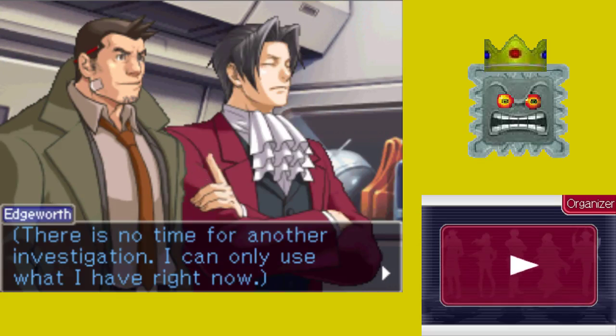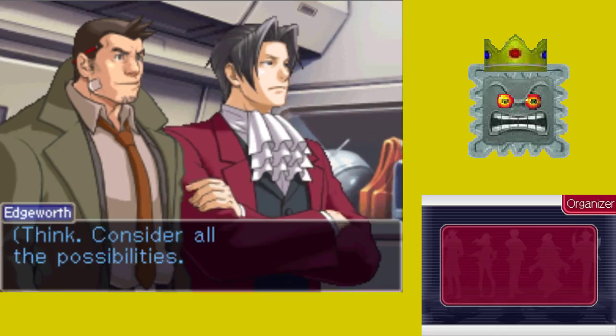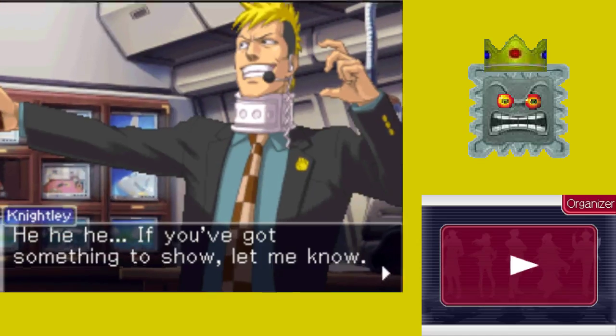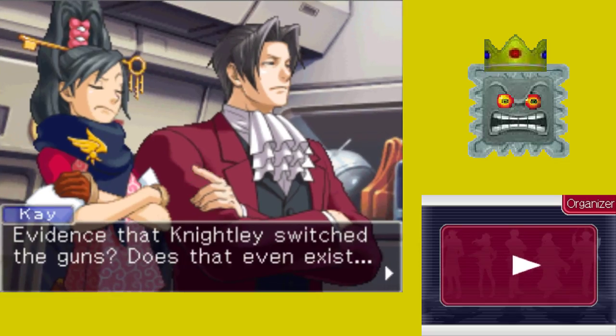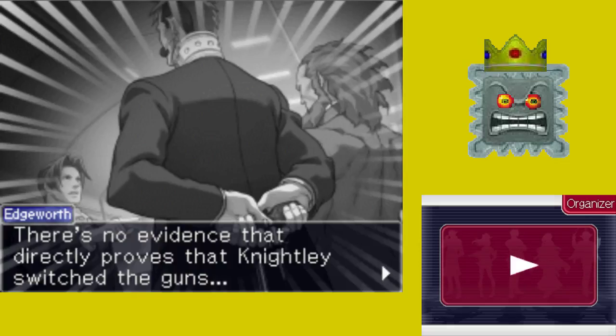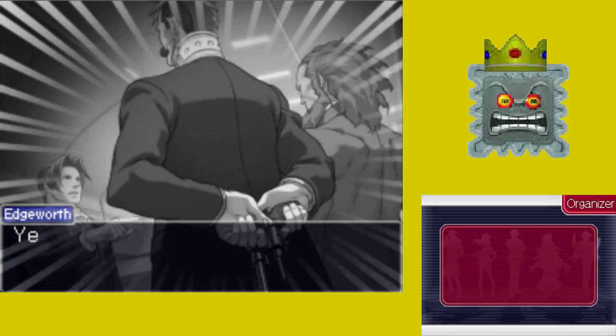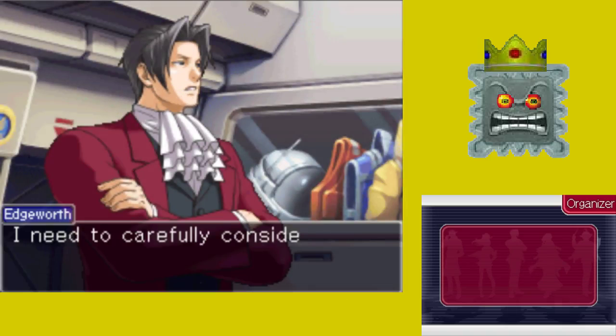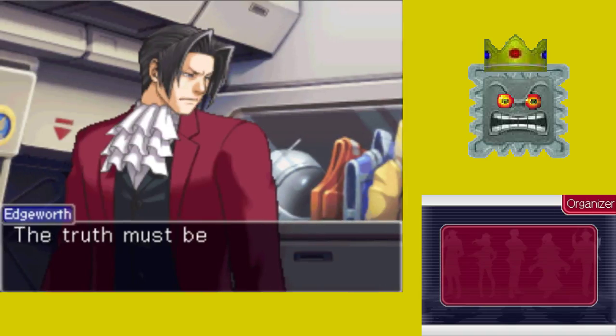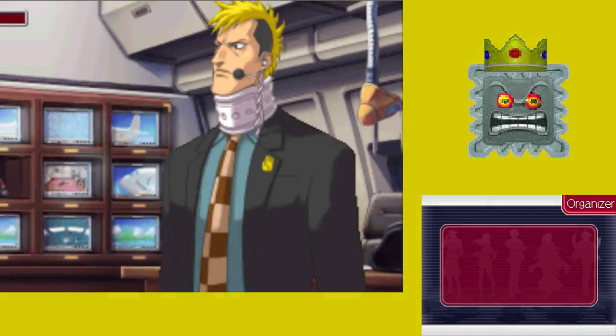There's no time for another investigation. We can only use what we have right now. Think, consider all the possibilities. If you got something to show, let me know. Evidence that Knightley switched the guns, does that even exist? There's no evidence that directly proves that Knightley switched the guns. Yet we know for a fact that he did. If he didn't, there would be no explanation for the ballistic markings. I need to carefully reconsider the meaning behind the evidence. The truth must be there.